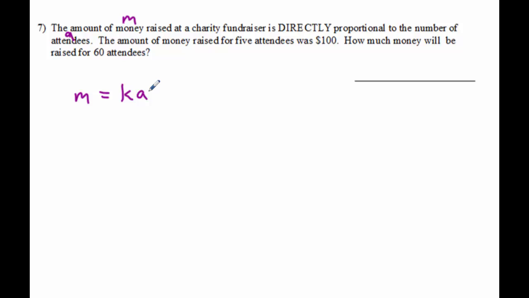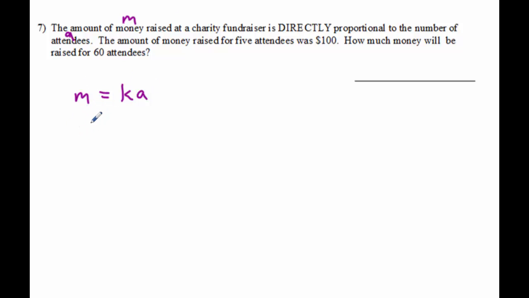Yes. Directly and jointly are the same. Jointly typically means that there is going to be more than one variable on the right side. Like when we have like a half BH, there's more than one thing. That's what jointly is for.